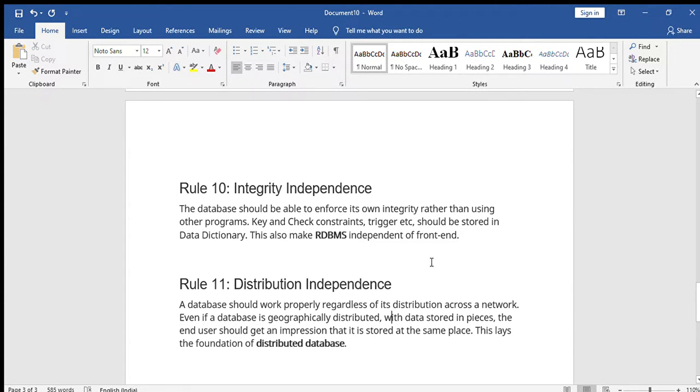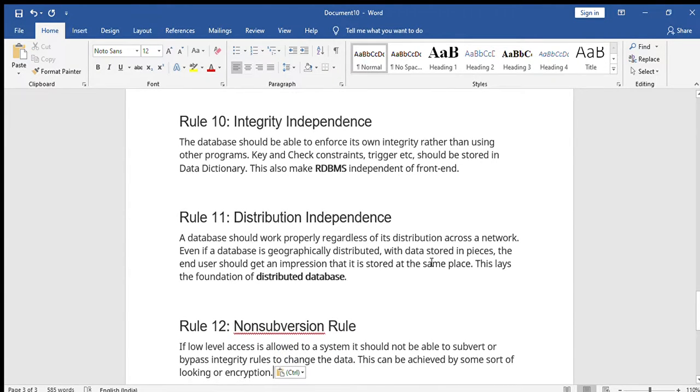Next one is what? Distribution independence. What is distribution independence? A database should work properly regardless of its distribution across a network. Right? Distribution independence means, suppose a database is stored in a server that needs to be used by all the members. For example, you are looking for your results. The data will not be available on every system. The data will be available in one area that we need to share.